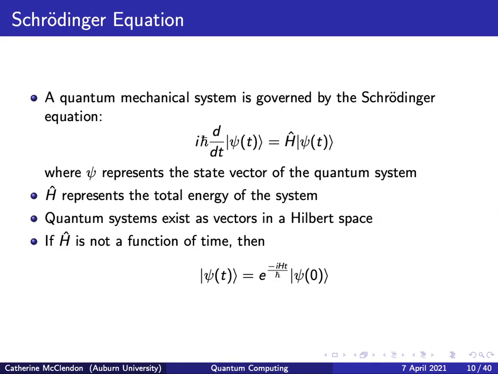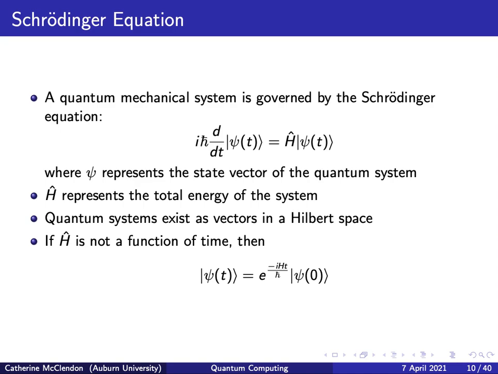A quantum mechanical system is governed by the Schrodinger equation, where phi represents the state vector of the quantum system, H hat represents the total energy of the system, also known as the Hamiltonian. The quantum systems exist as vectors in a Hilbert space. The time evolution of quantum states can be generated given the state at time equals 0. If the Hamiltonian is not a function of time, then phi of t equals e to the negative i H t over h bar times the system at time 0.